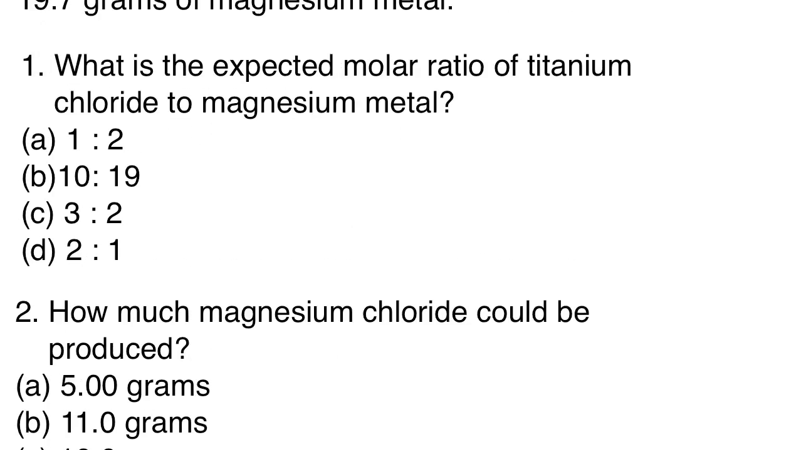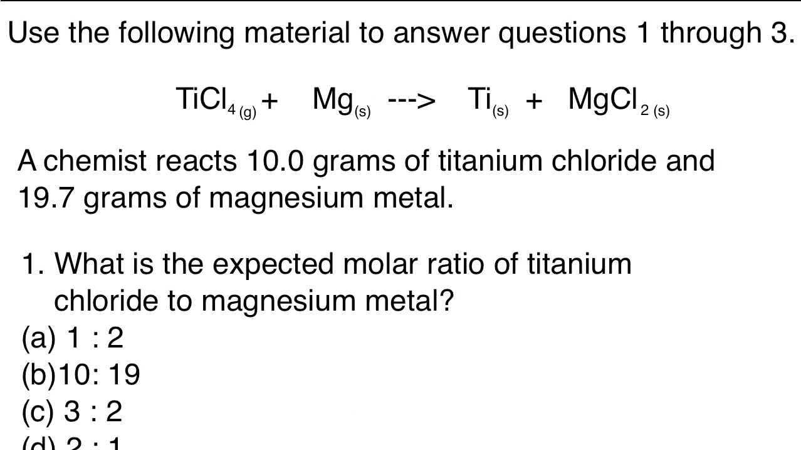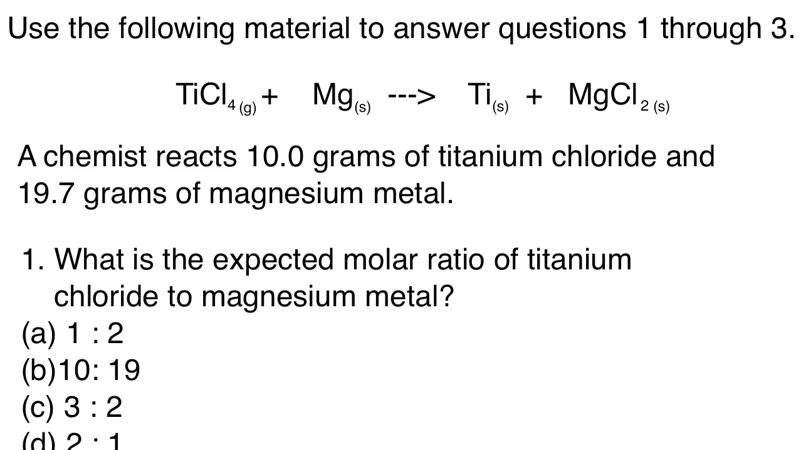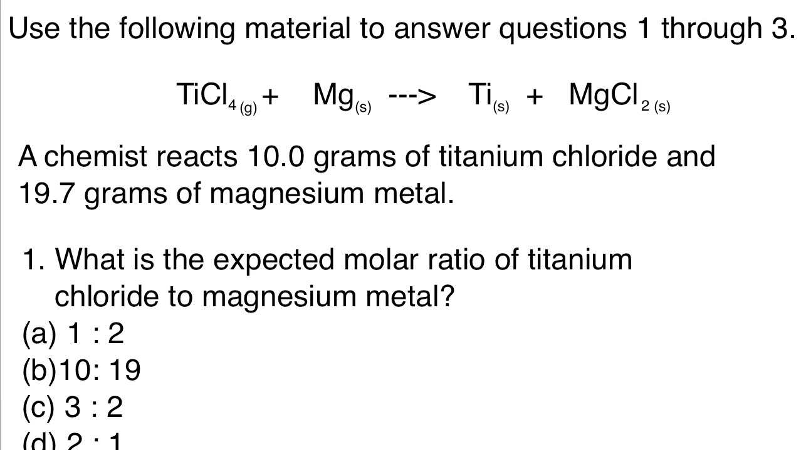All right, so let's take a look here. Now, hopefully everybody had a chance to practice this and pause the video. So I'm going to be going through this here. If I balance this equation, which is the first thing we should do, we should always balance the equation, it ends up that I need a 2 in front of the magnesium, and I need a 2 in front of the magnesium chloride, and that will balance this equation here. So a chemist reacts 10 grams of titanium chloride and 19.7 grams of magnesium metal. So it's telling us of the 2 reactants how much of each we are utilizing.